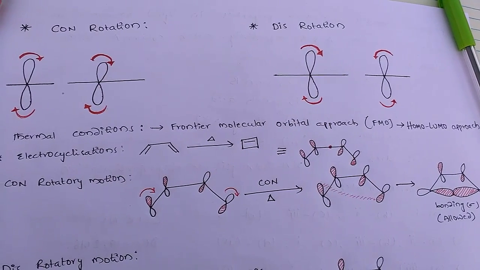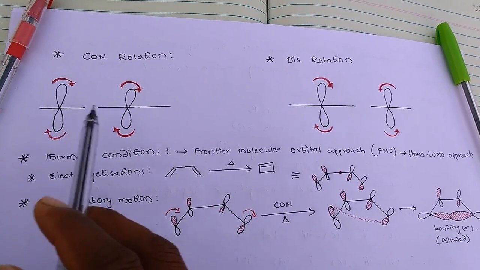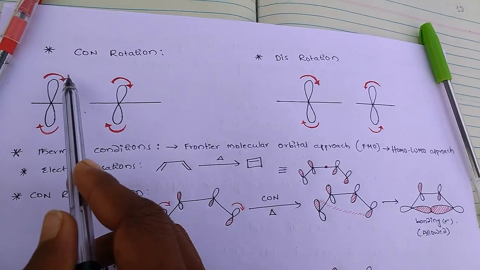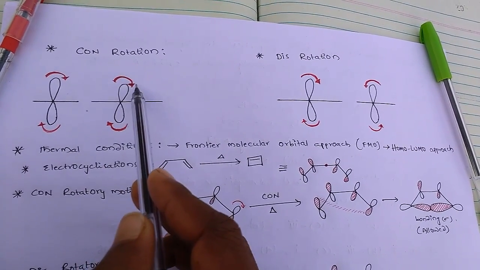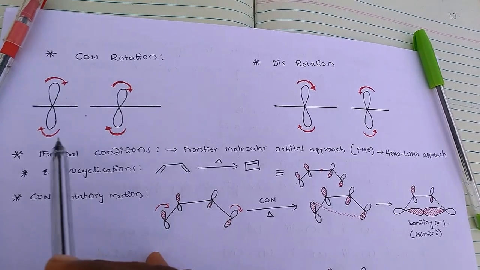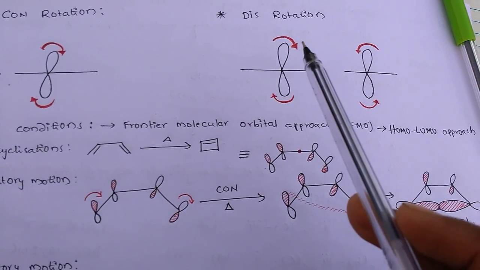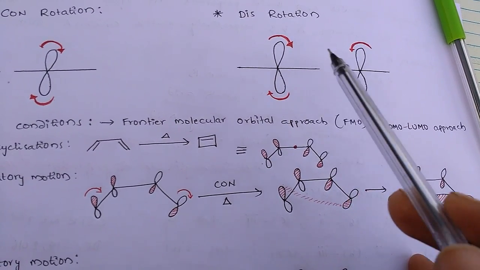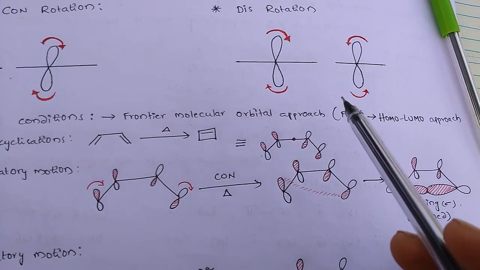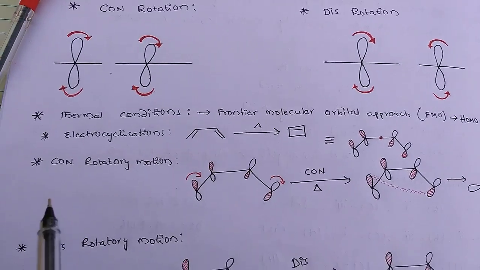Next, what is conrotation? This is the representation of conrotation. If we rotate these two orbitals in the same direction, then that is simply called conrotation. Next, if you observe this rotation, if you rotate the orbitals in the opposite direction, then this is called disrotation. Okay, right.